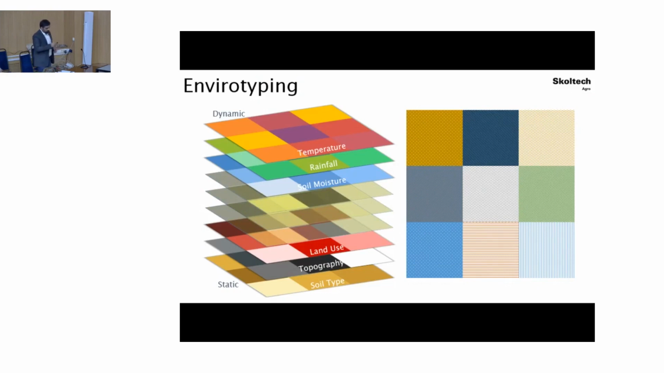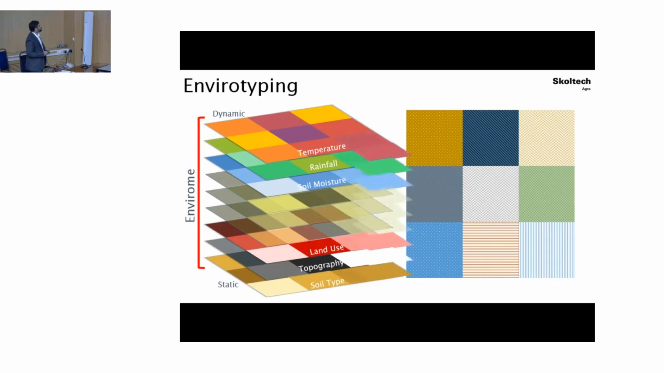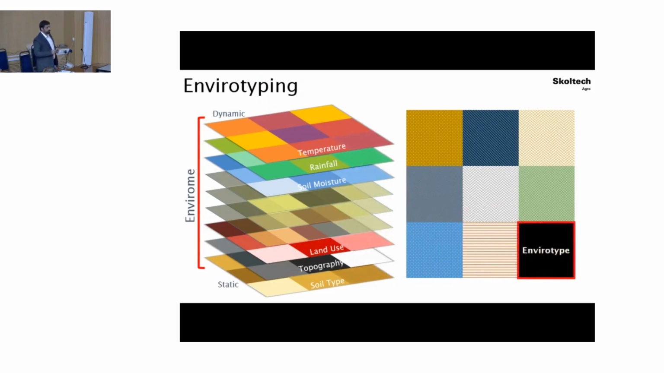So the complete set of all these variables is called an environment. And a particular combination of all these factors is what we call an envirotype. Right? So each one of these grid blocks is unique. They may have the same temperature and rainfall and soil moisture, but the land use might be different.